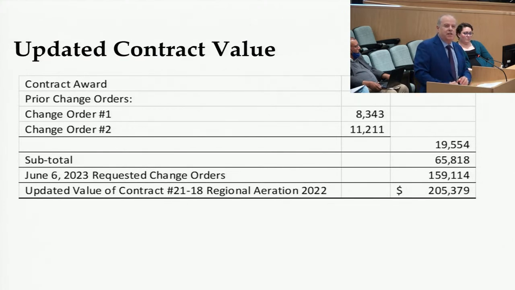The original contract, as I mentioned a couple of times, the top right, $46,264. Change order number one, which was fine to be issued by staff because it was under $10,000, was $8,343. And then we had change order number two that got through our system and was awarded without coming back to council, for $11,211. So that's the $19,554 that I just mentioned on the previous page. And then what we're proposing for change orders going forward to manage the updated contract is $159,000. So Dillon Consulting would go from an initial contract of $46,000 to approximately $205,000 with all of these proposed change orders.